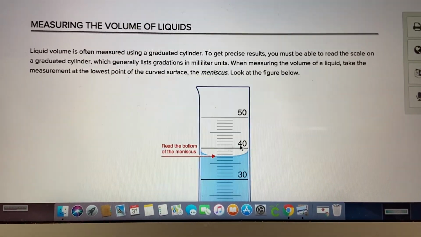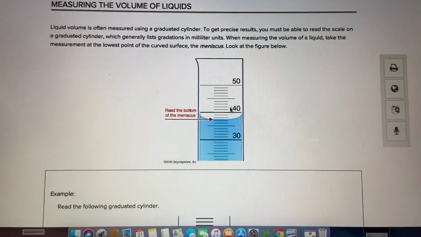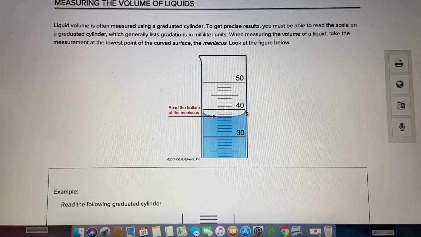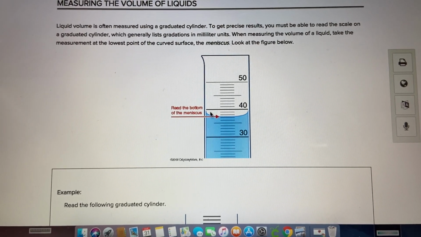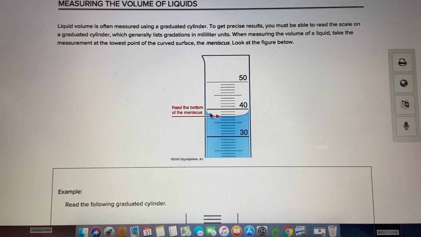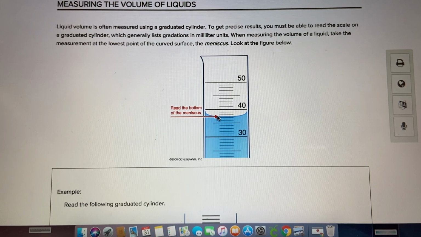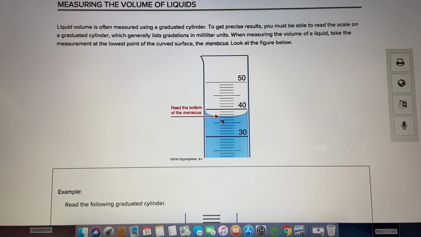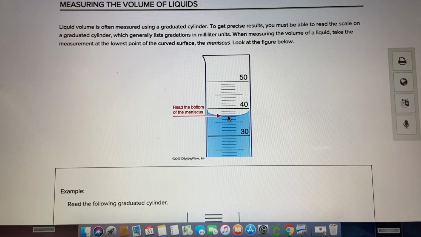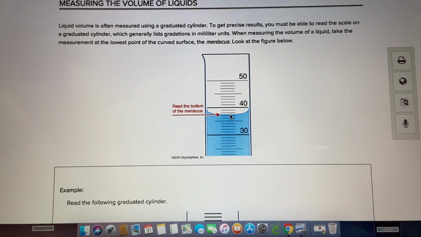Okay, so right here is our graduated cylinder. This is our curve. The lowest point right here. This is also called a meniscus, okay? This curve is called a meniscus. And you want to take the measurement at this point right here, the lowest point. You don't want to take it over here. You don't want to take it there. You want to take it right here where your measuring lines are.